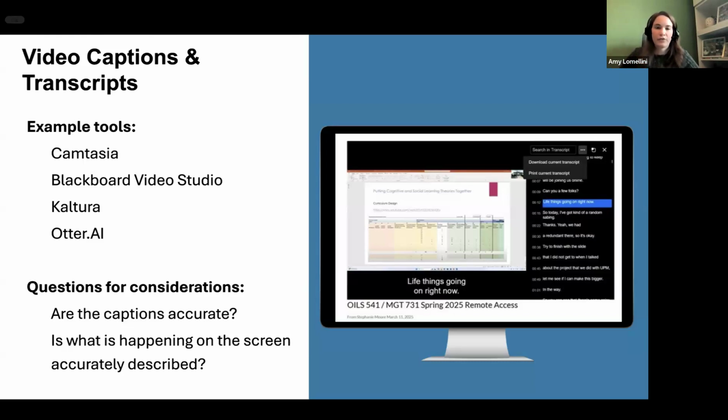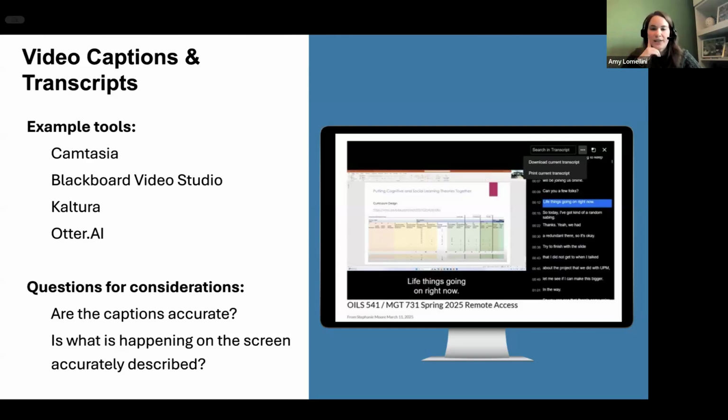Are we conveying that information, to Stephanie's point, like the community of inquiry? Are the learners able to engage with the content in the way that you want them to, the way that you're intending them to? And there's lots of tools out there. One I will call out is Camtasia.